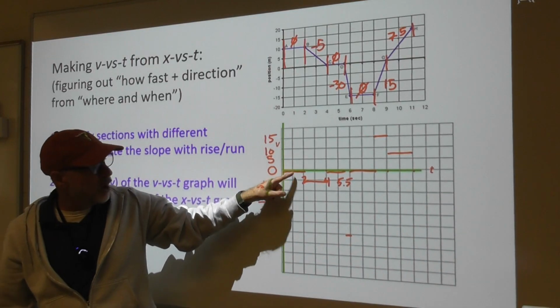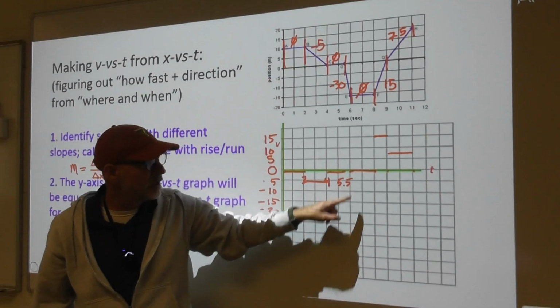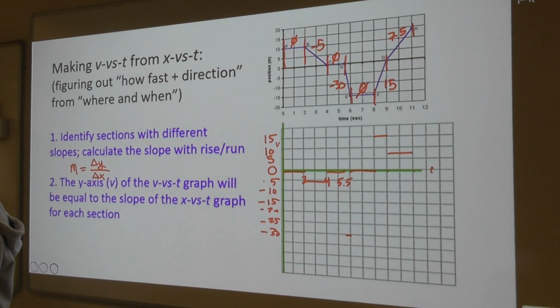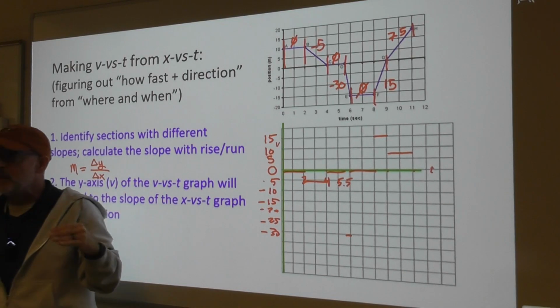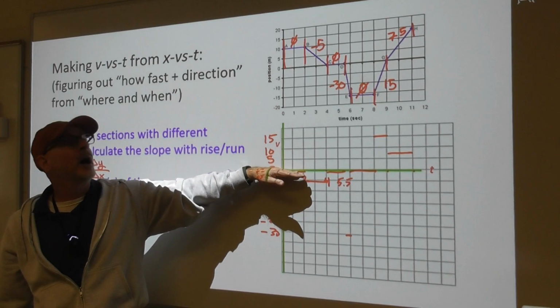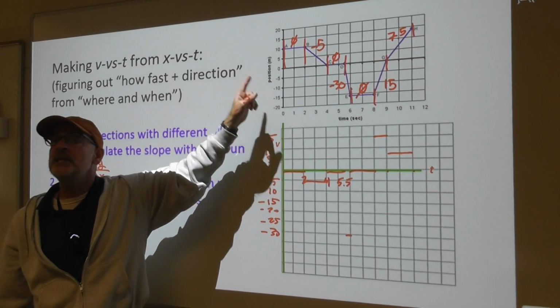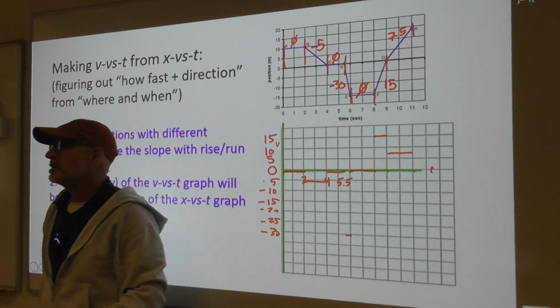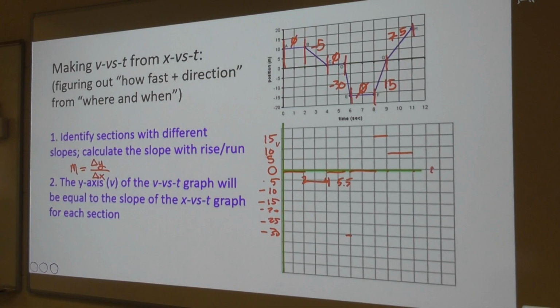So I've drawn horizontal lines here. Why are the lines horizontal? Because on a velocity versus time graph, constant speed is reflected by a horizontal line. On a position versus time graph, any straight line is constant speed. So I'm only going to have horizontal lines on my velocity versus time graph.